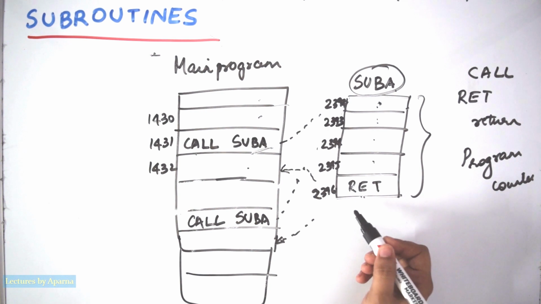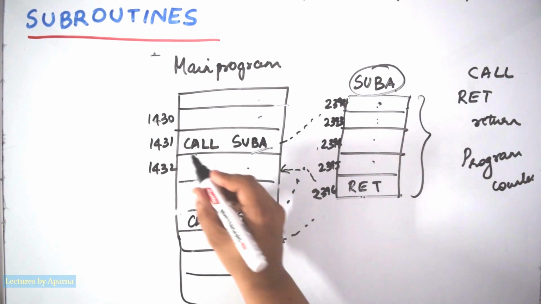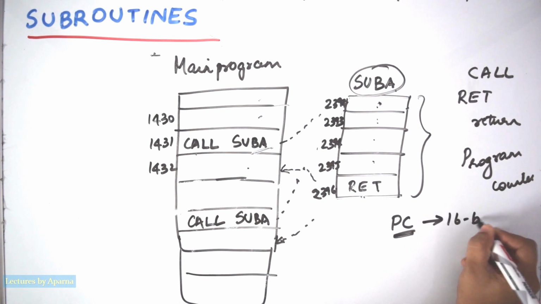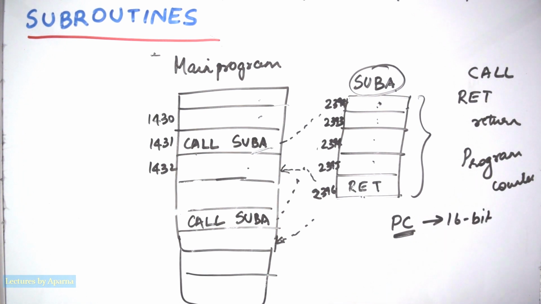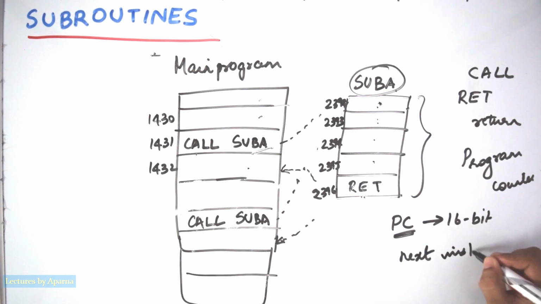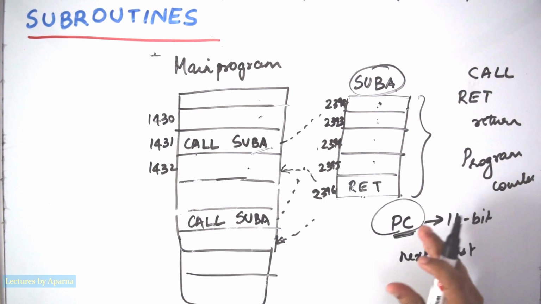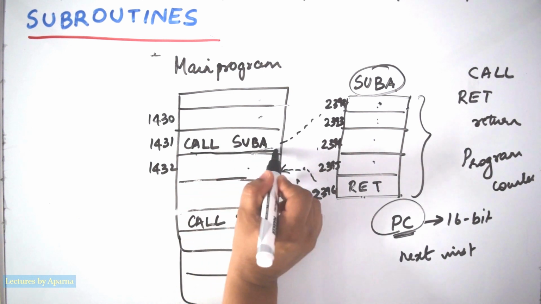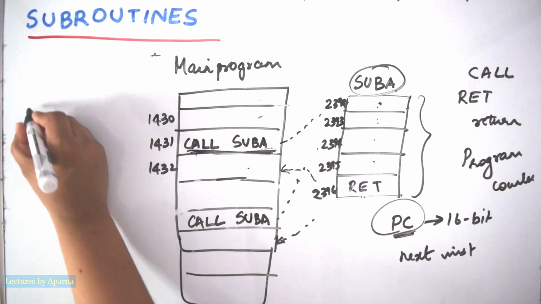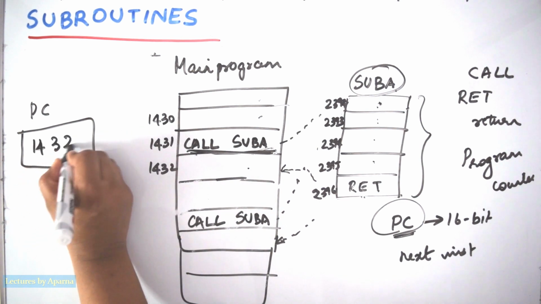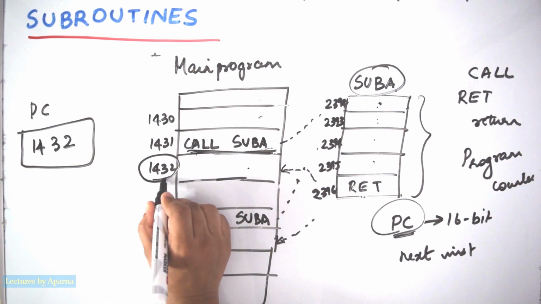So what is happening here? What is a program counter? Program counter is a 16-bit register that is storing the address of the next instruction that is to be executed. So this program counter will hold the address of the next instruction that has to be executed. So when it reaches this instruction, the content in the program counter will be 1432, which is the address of the next instruction it has to execute.